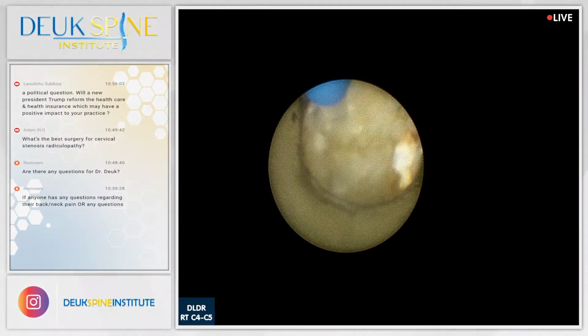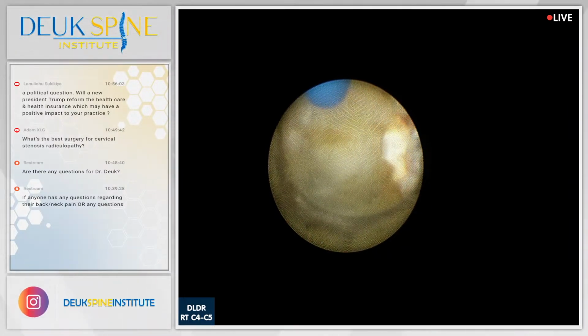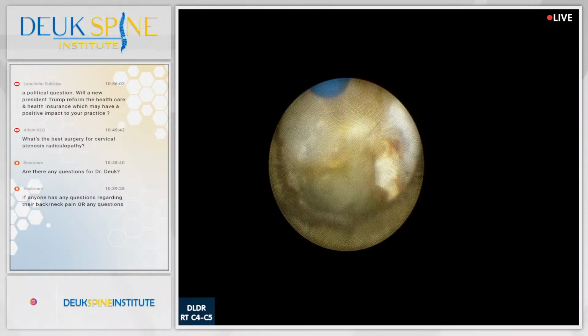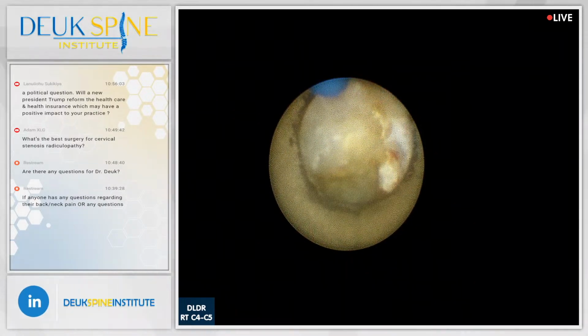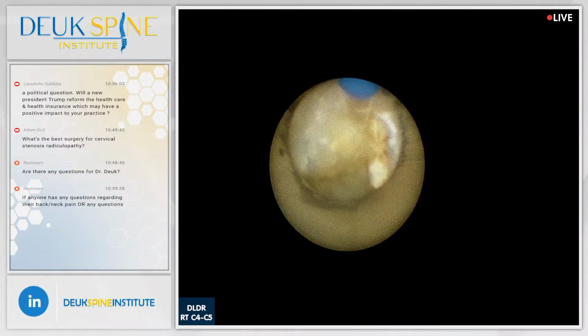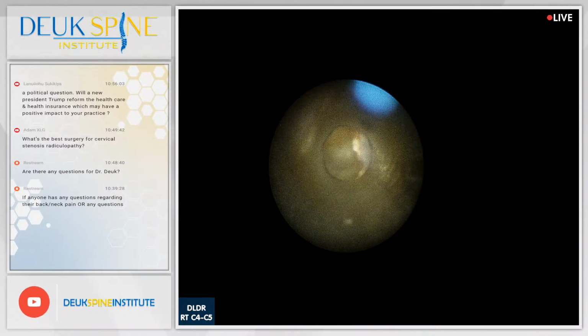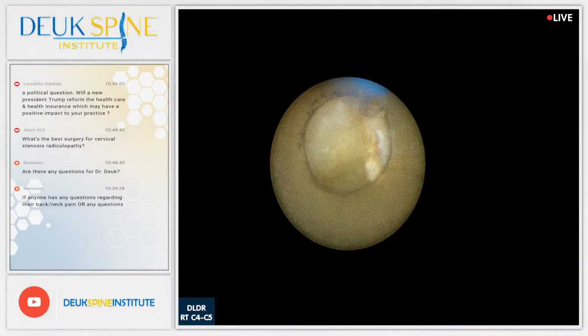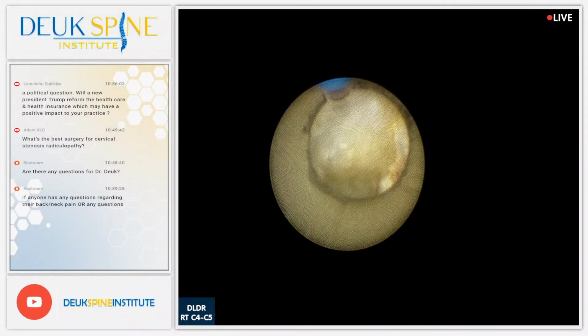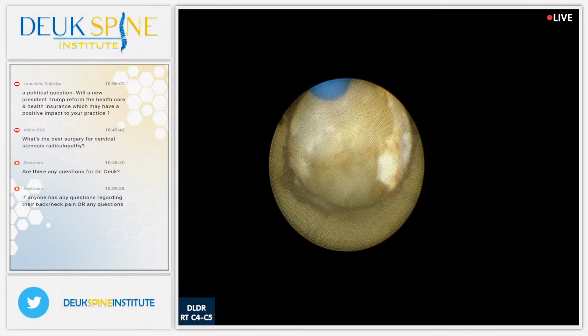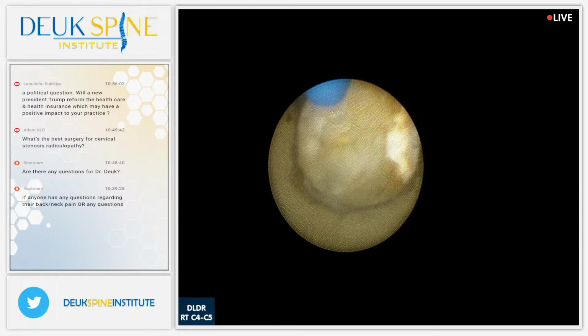Now, a lot of this is scar tissue, all right, from chronic inflammation. And we just have to be really careful because we don't want to get through the scar tissue and into the spinal cord. That would be really bad. So I've got to remove as much of the herniation as I can. I want to get as much pressure off the spinal cord as I can.